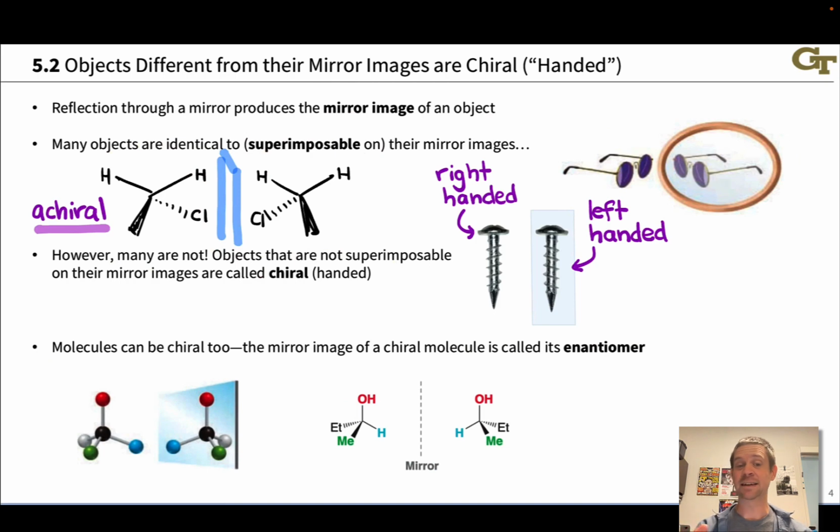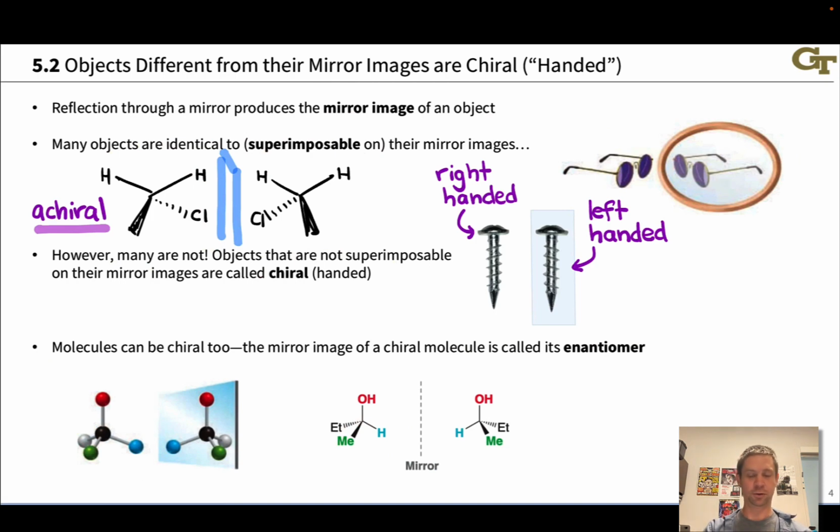Molecules can be handed as well, and handed molecules are not the same as their mirror images. A great example of a handed molecule is a tetrahedral carbon with 4 different groups attached, and the 4 different colors here are meant to evoke the idea of 4 different atoms or groups connected to that tetrahedral carbon in black in the center. And here's an example of a molecule with actual groups on it that are colored to evoke that same idea. So we have a hydroxyl, H, methyl group, and ethyl group, 4 different groups attached to this tetrahedral carbon at the center.